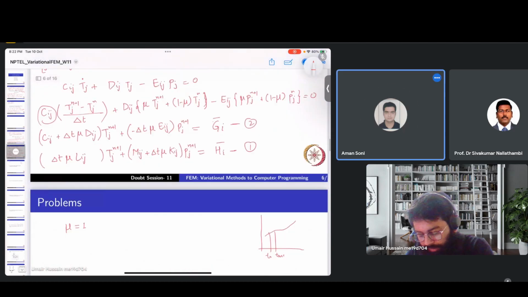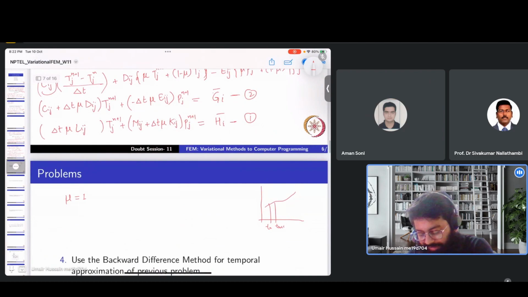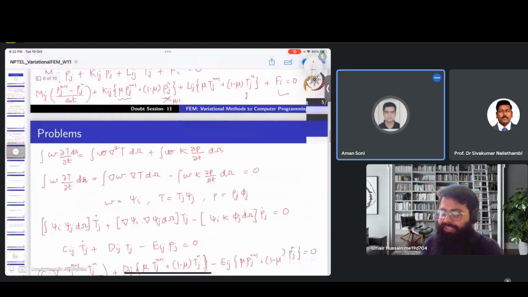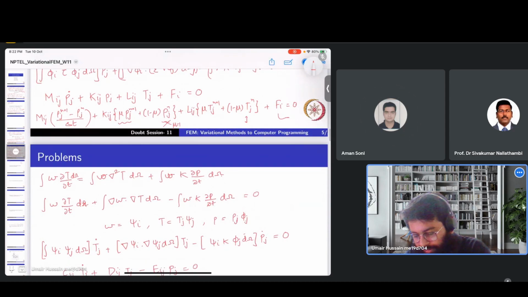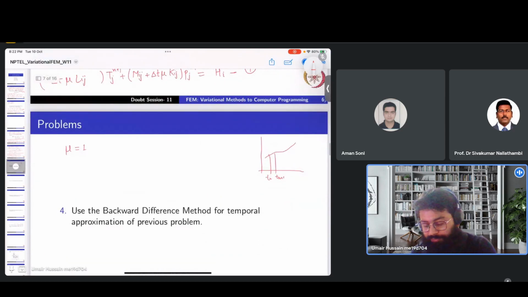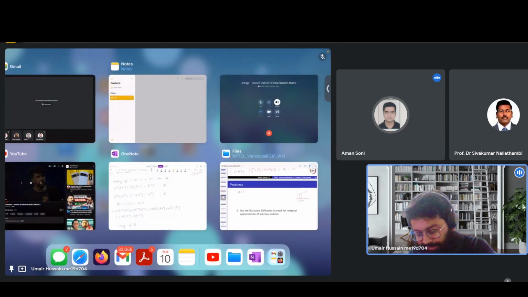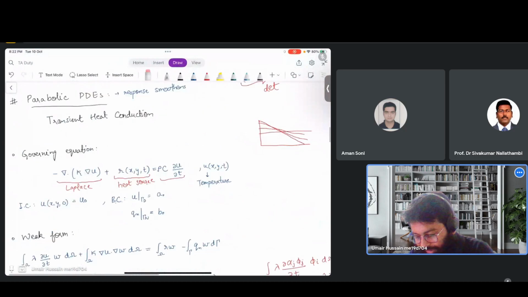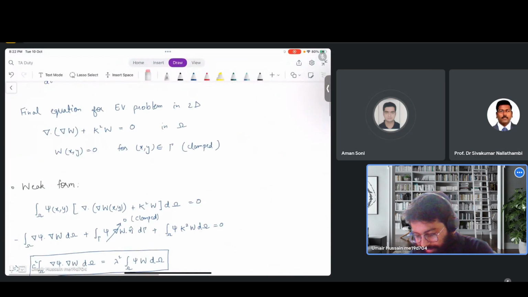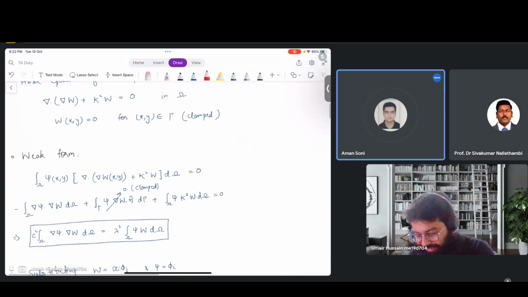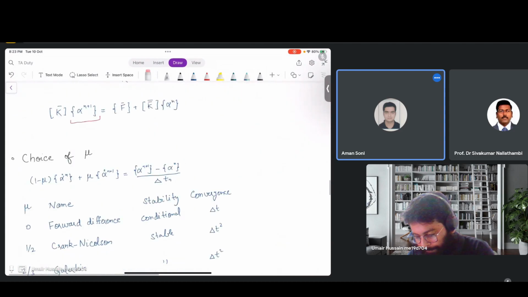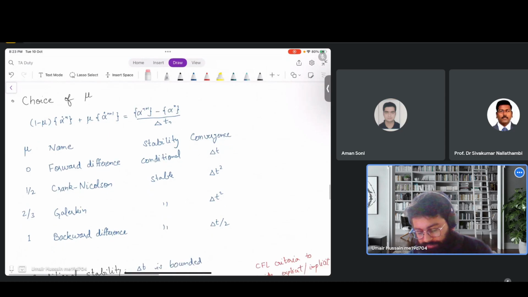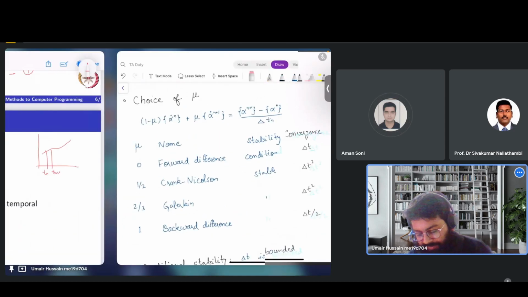Sorry, this is called backward. Yeah, backward. We use the value at the next time, and from that we do it. I hope I am not confused with respect to backward and forward. I'll just check the note for clarity. I don't want to confuse you. No, you are right. Yeah, backward is mu equals 1.